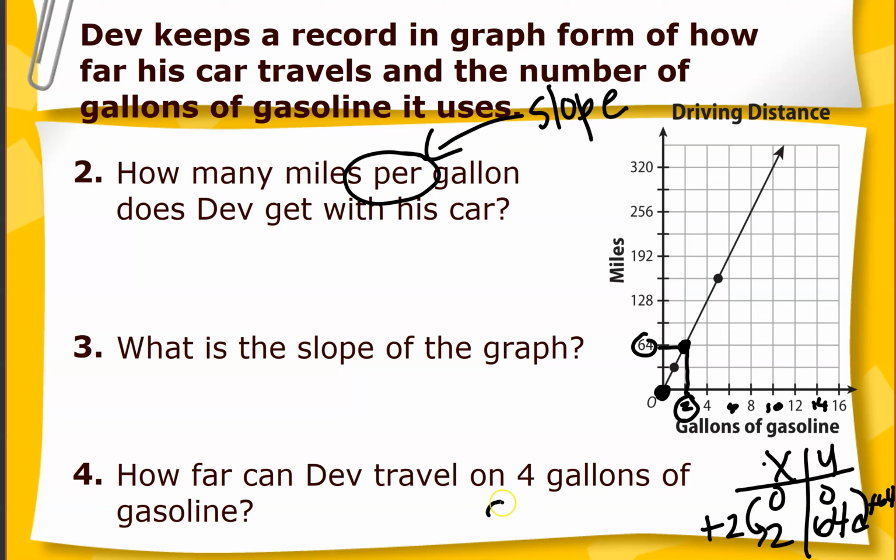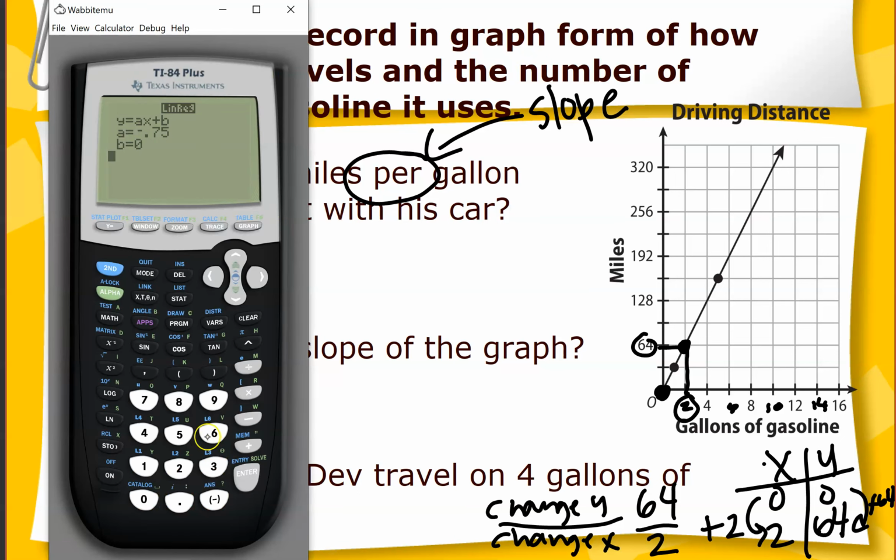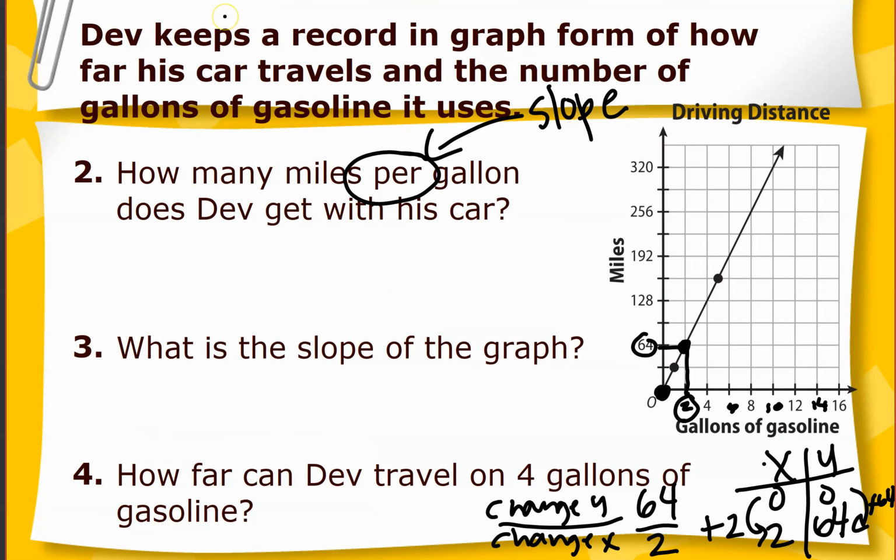And now we're going to do change in y divided by change in x. So my y changed 64 and my x changed by 2. So 64 divided by 2. 64 divided by 2 is 32. So equals 32. So how many miles per gallon does he get with his car? 32 miles per gallon.